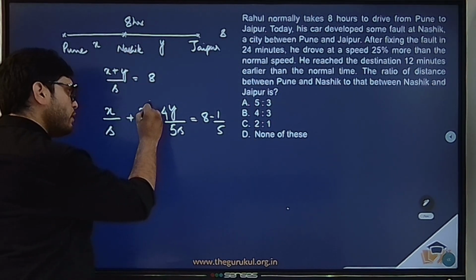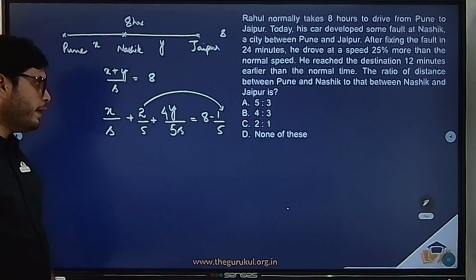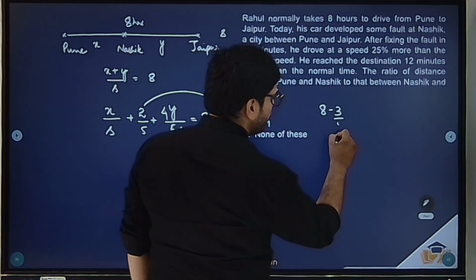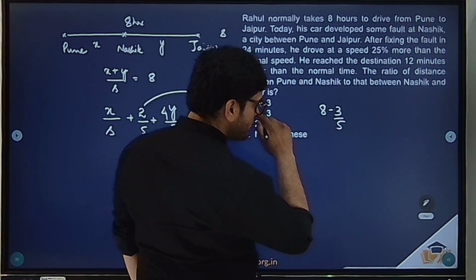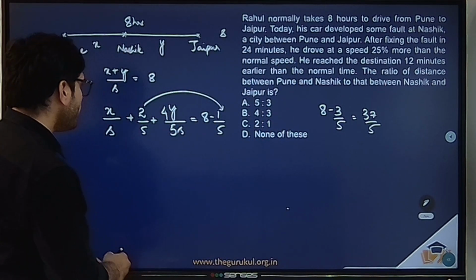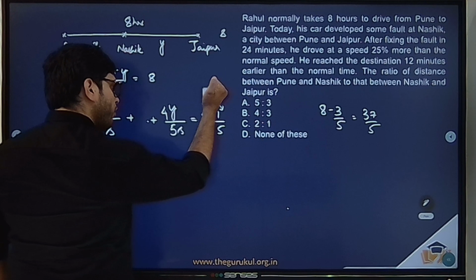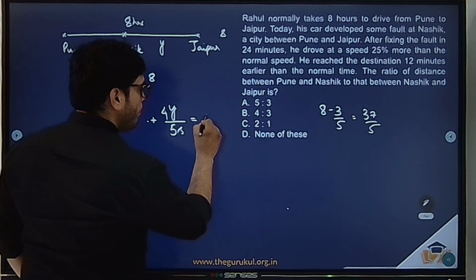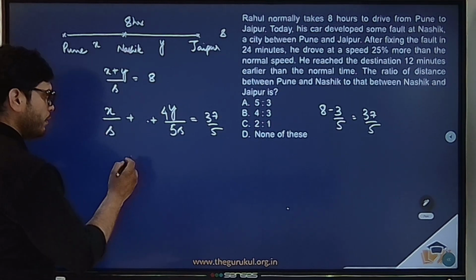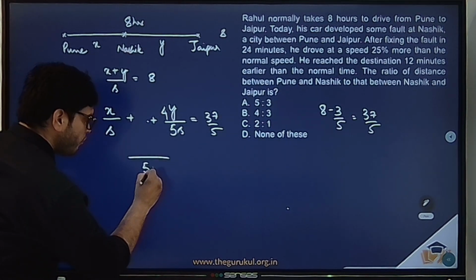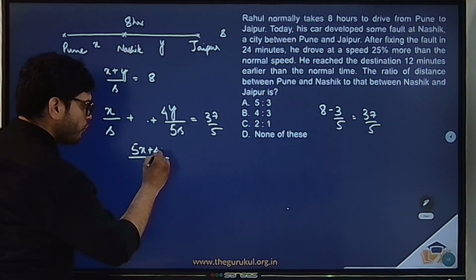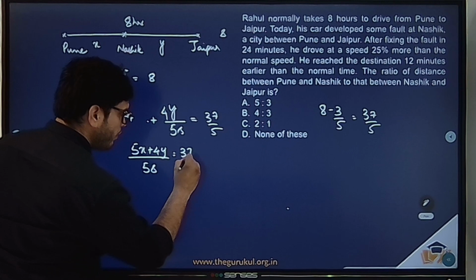Now let me send 2 by 5 to the right hand side. Then you'll have 8 minus 2 by 5, 40 minus 2, it is nothing but 38 by 5. Right. So let me erase 2 by 5 here, and on the right hand side, you will be having 37 by 5. Right. Now if I take LCM, you will be having 5s. Right. So in the denominator you have 5s, and in the numerator 5x plus 4y is equal to 37 by 5.